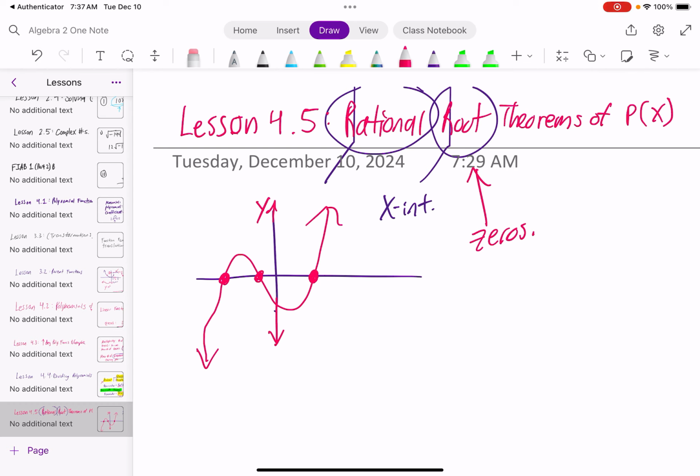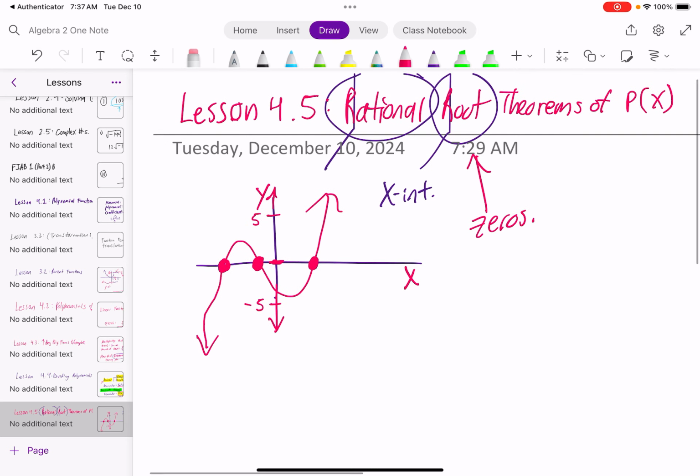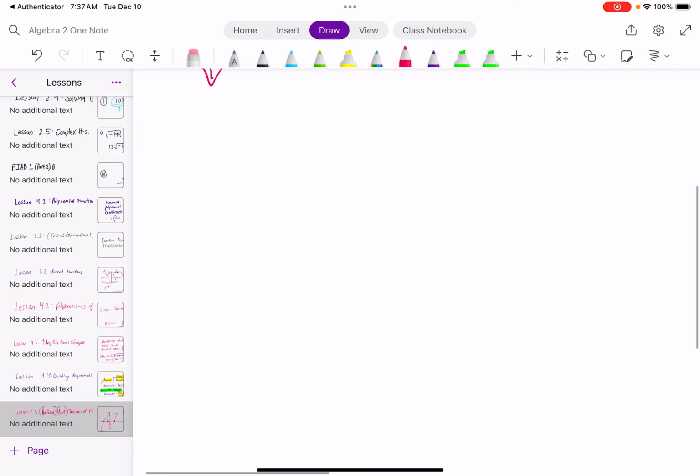It could be 5 right here. It could be -5 right here. But right here at this height, these are all 0. So that's why we call them zeros. It's where the graph crosses the x-axis. Perfect. Now let's cover the rational root theorem. This states that it's just a rule to help you find the possible roots of a polynomial.